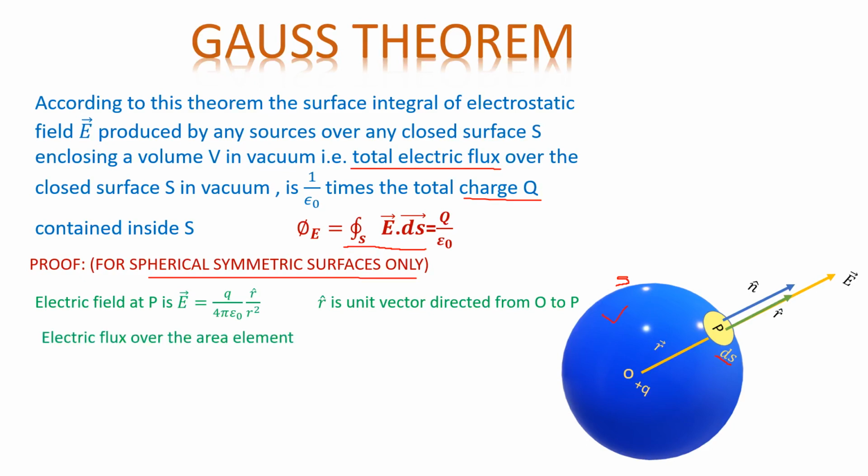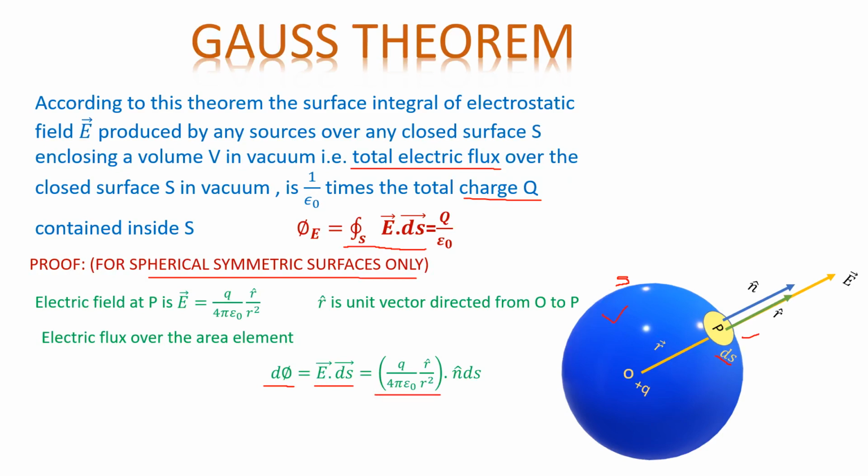Electric flux over the area element, this area is small, ds, so electric flux through it is d phi. This is equal to E dot ds, E equal to Q upon 4 pi epsilon naught r square into r cap dot n cap ds.